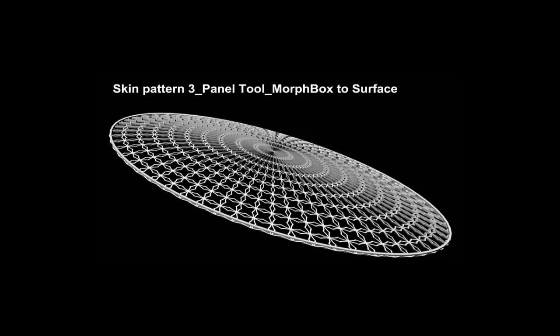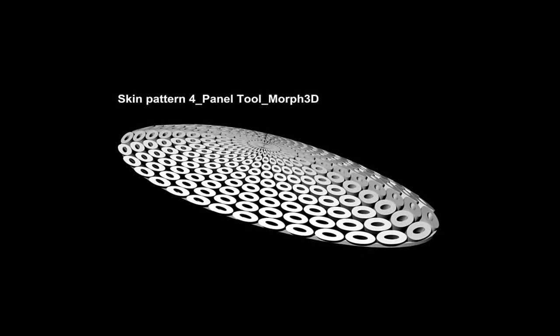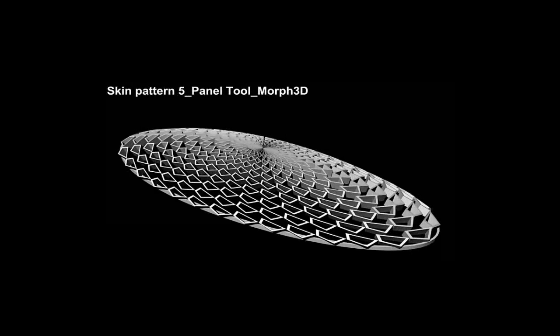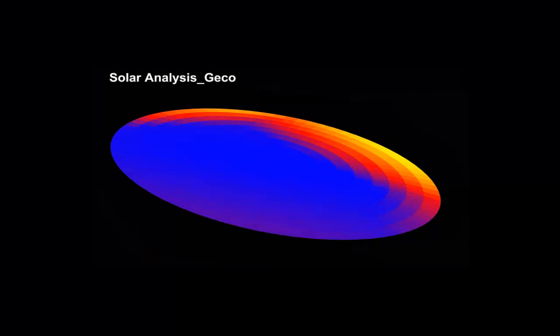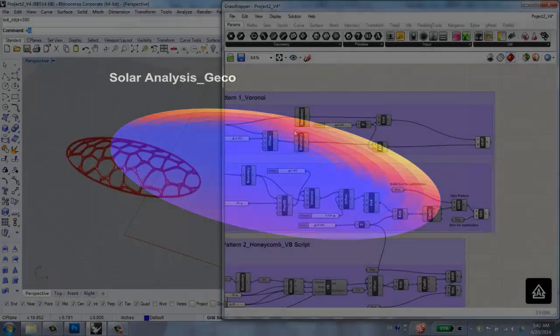I simplified the shape of my roof since it will be easier to control and test. I also tried to make a solar analysis with Ladybug or Gecko to find out the reasonable size of openings for the skin. It can be very useful data to modify my roof skin in the future.